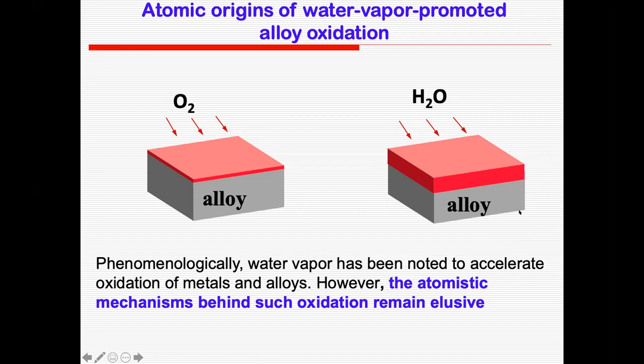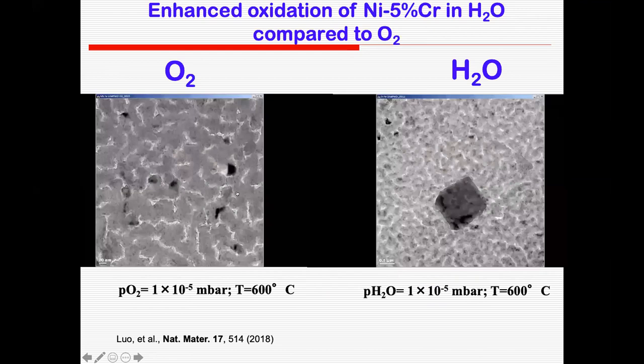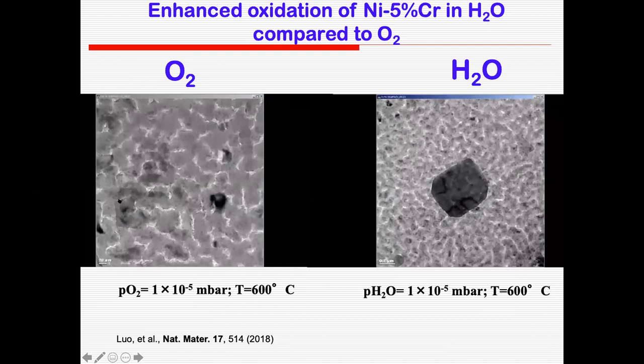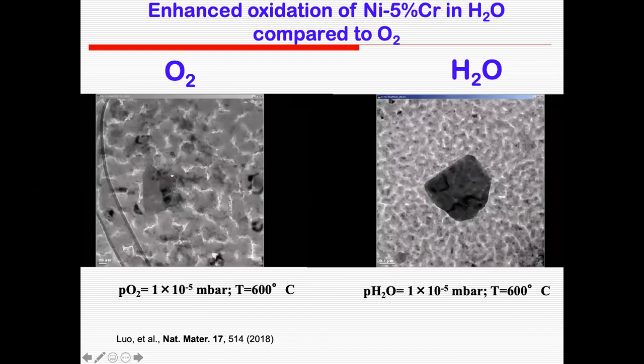Here is an in situ video. Basically, one case is in O2 and the other is H2O, same pressure, same temperature. So you can see what the difference is between the two atmospheres. For O2, we can see the oxide growth. Initially the contrast is not very clear, but now you can see better. So basically you have oxide growth, and it grew bigger and bigger.